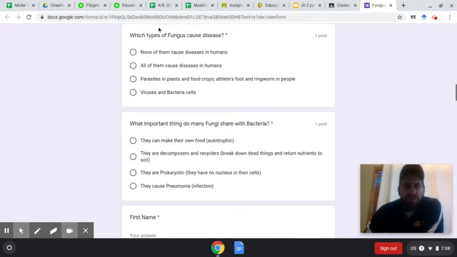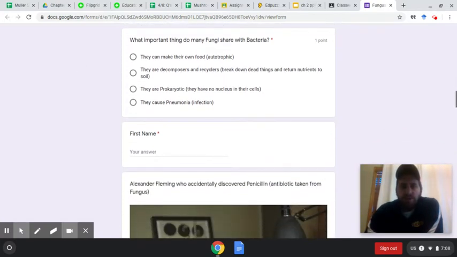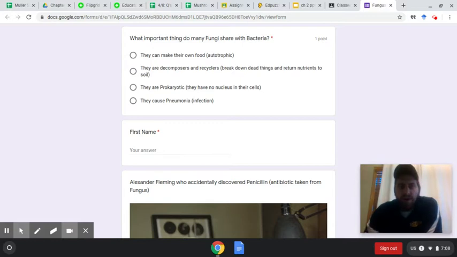Anyways, which type of fungus causes disease? There are some funguses that don't cause disease in humans, but there are some that do. My wrestlers out there, you guys know of a few that you really have to clean the mats after people are wrestling on them so you don't spread these fungal diseases. They're very infectious. What important things do many fungi share with bacteria?